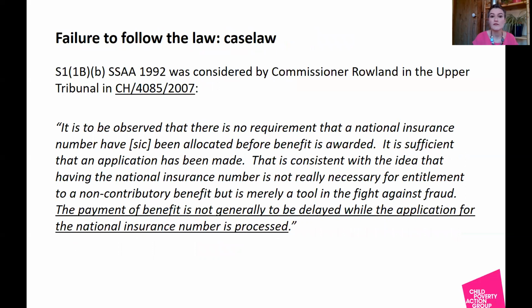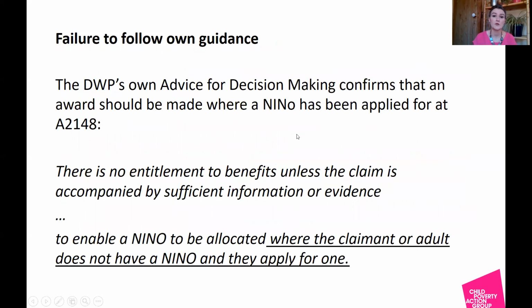Further, DWP, you have failed to follow the case law. The relevant provisions of the Social Security Administration Act were considered by Commissioner Rowland in the Upper Tribunal, where he said the payment of benefit is not generally to be delayed while the application for the national insurance number is processed, which is exactly what was happening in this case. Further, we said, DWP, you're failing to follow your own guidance. The advice for decision making confirms that an award should be made where a national insurance number has been applied for. There is no entitlement to benefits unless the claim is accompanied by sufficient information or evidence to enable a national insurance number to be allocated where the claimant does not have a national insurance number and they apply for one.